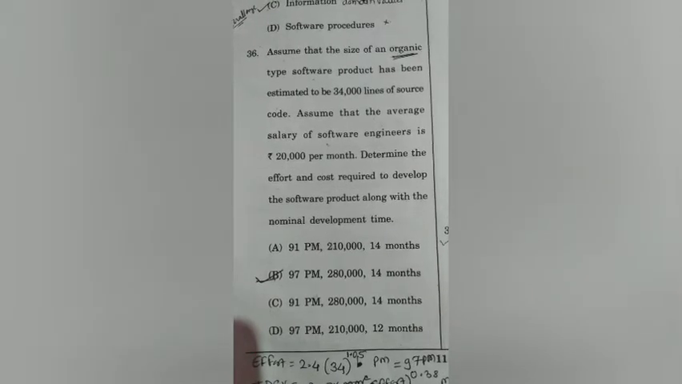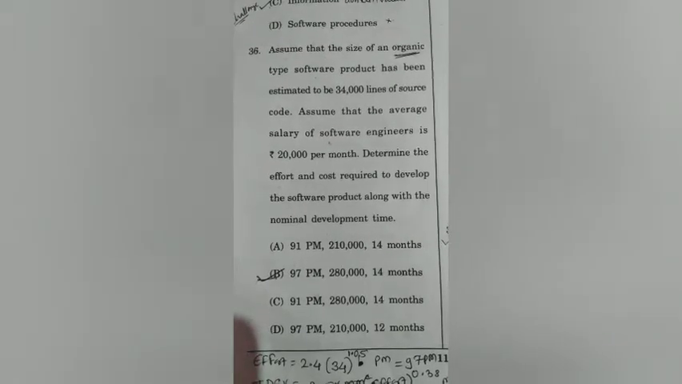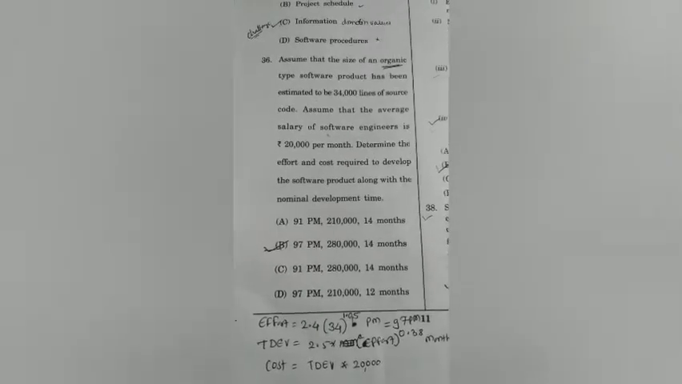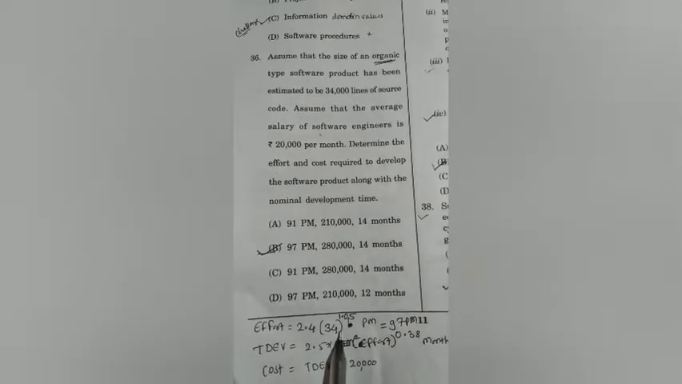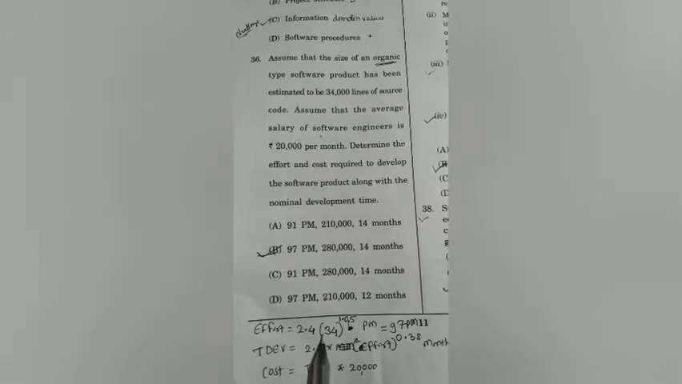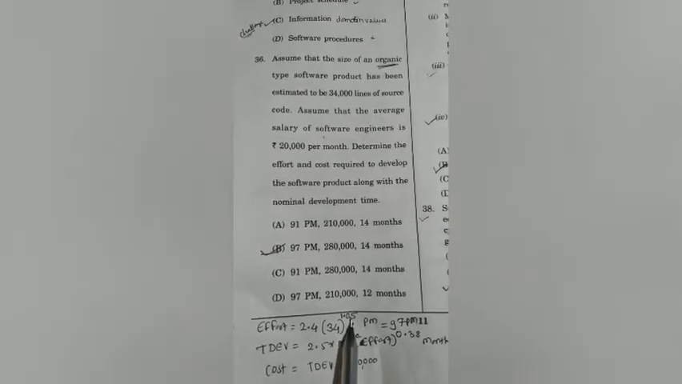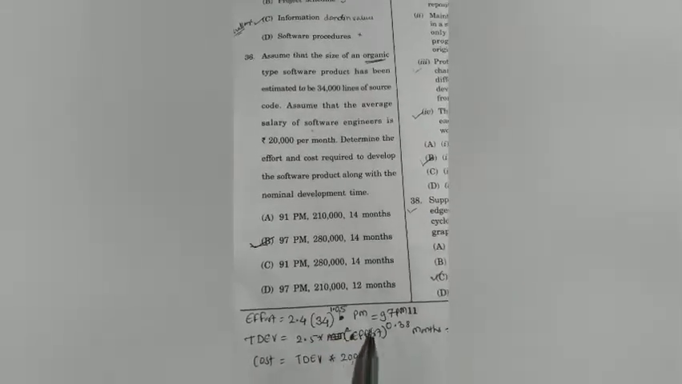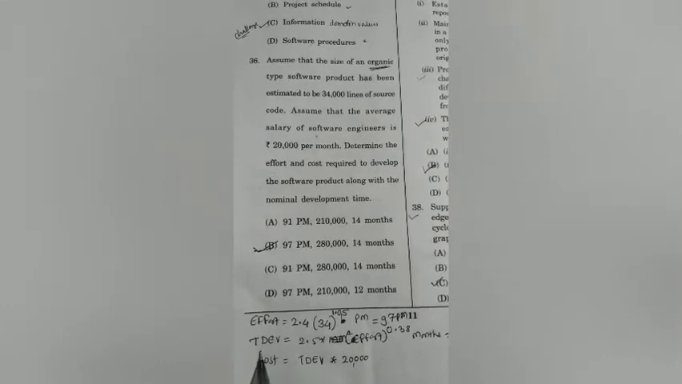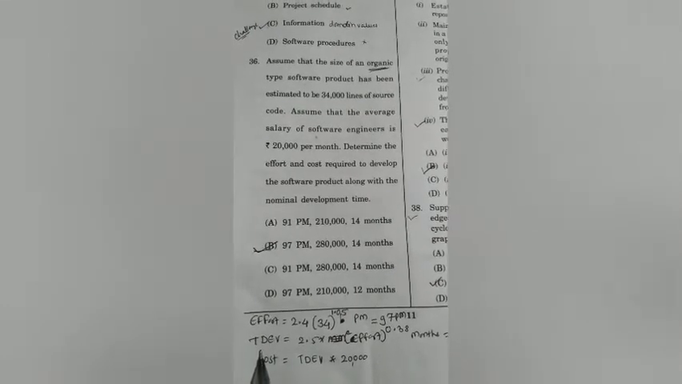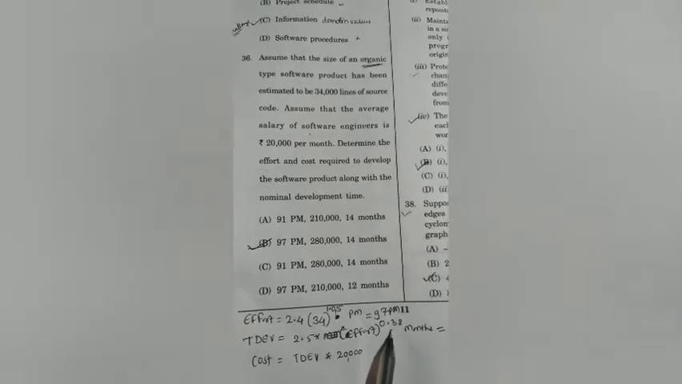Estimated 34000 lines of source code. Now we have to calculate the effort and the cost required. So effort, you have the formula 2.4 into the KLOC. KLOC we are given 34, so 34 raised to 1.05. The standard formula you have to apply and solve this. Then you have to calculate the development time as 2.5 into whatever the effort you have calculated raised to 0.38.